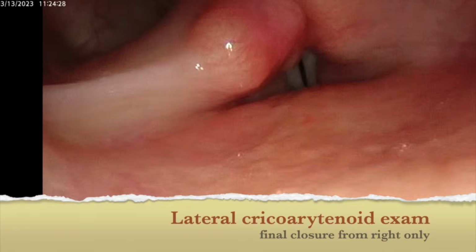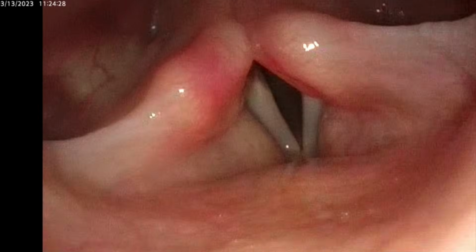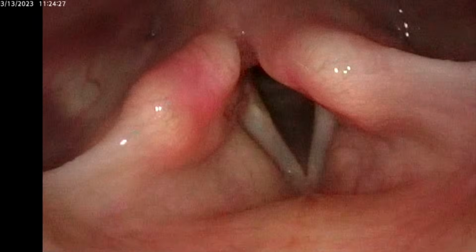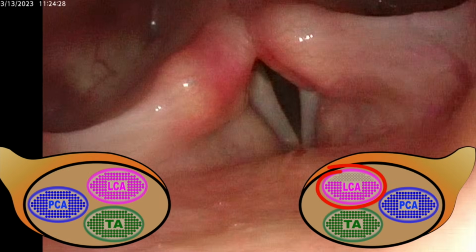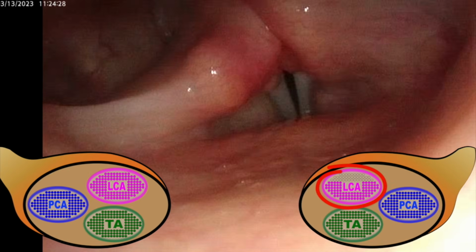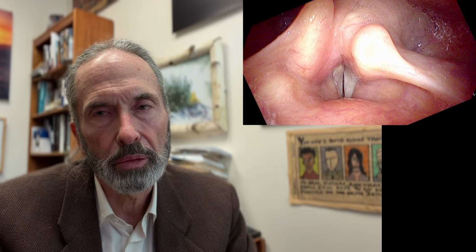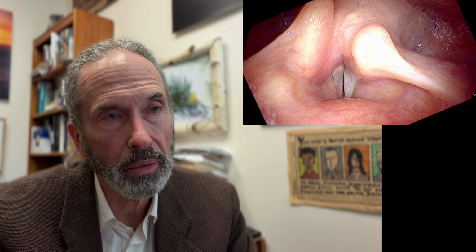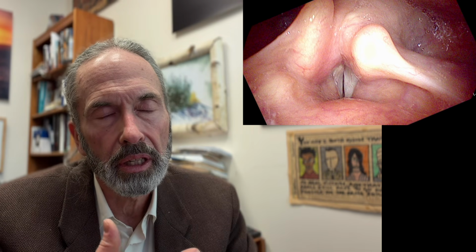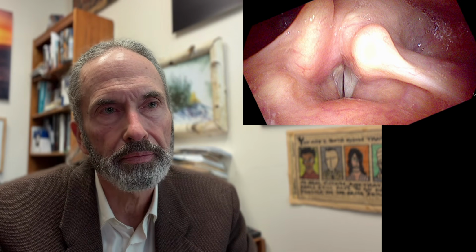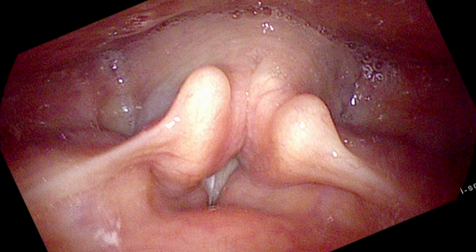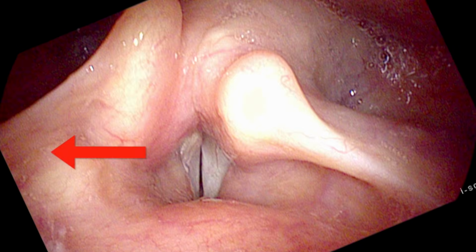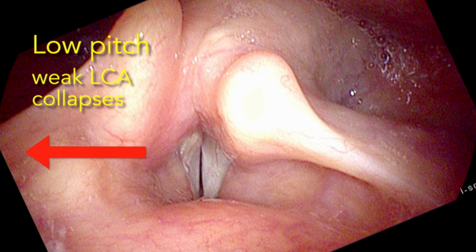We can see, if I slow this way down, the rate and final arc of closure, that is, both sides come in initially, and then the right side has the final closure. Here is a person with a mild weakness of the right side. How do we conclude that? Well, let's watch the closure. They close, and then the weak right side collapses laterally.